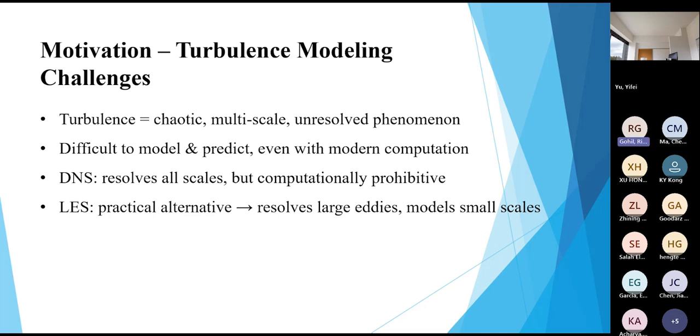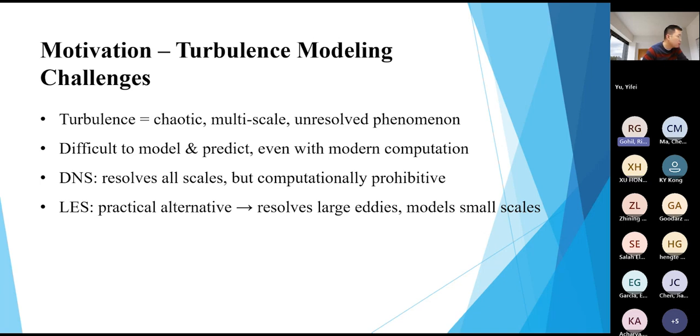Let's start with the motivation: why turbulence modeling is so difficult. Turbulence is chaotic and multi-scale, and inherently unresolved. Even with modern computation, predicting turbulence remains one of the hardest problems in fluid mechanics. DNS, which is direct numerical simulation, resolves all scales but is prohibitively expensive. LES, which is large eddy simulation, offers a practical alternative. It resolves the large eddies and models the smaller ones.